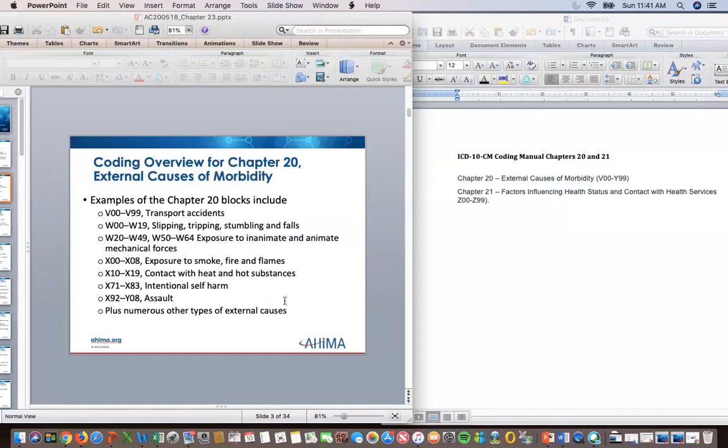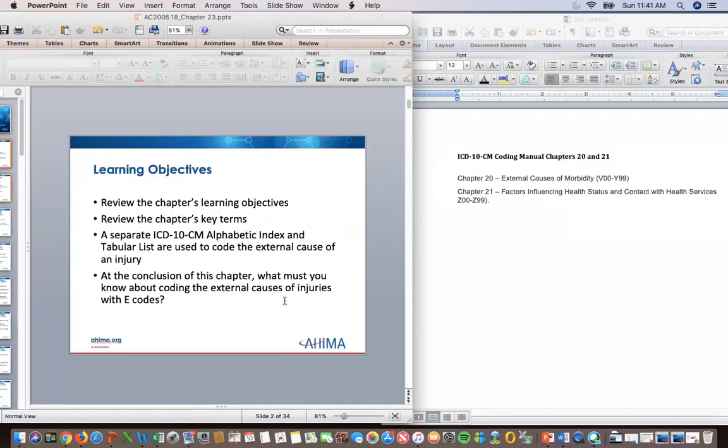So let's just take a quick look here. The chapter guidelines for external causes of morbidity say they should never be sequenced as the first listed or principal diagnosis. That is the first thing to remember: they are never utilized as a principal or first listed diagnosis because they're external causes of morbidity.